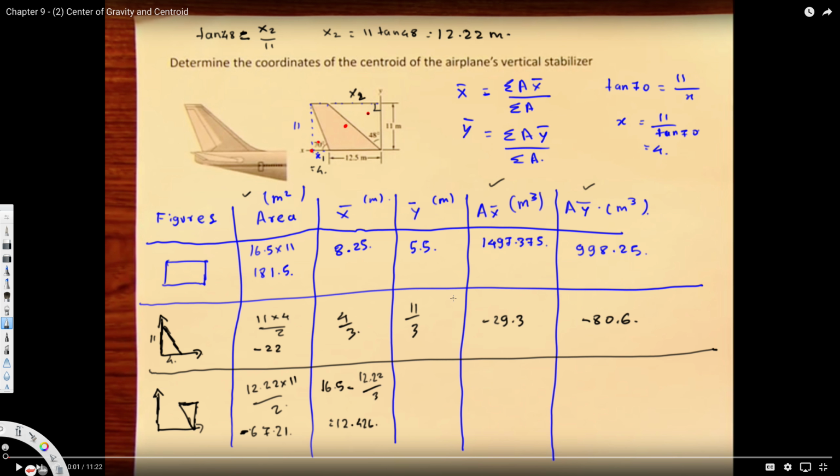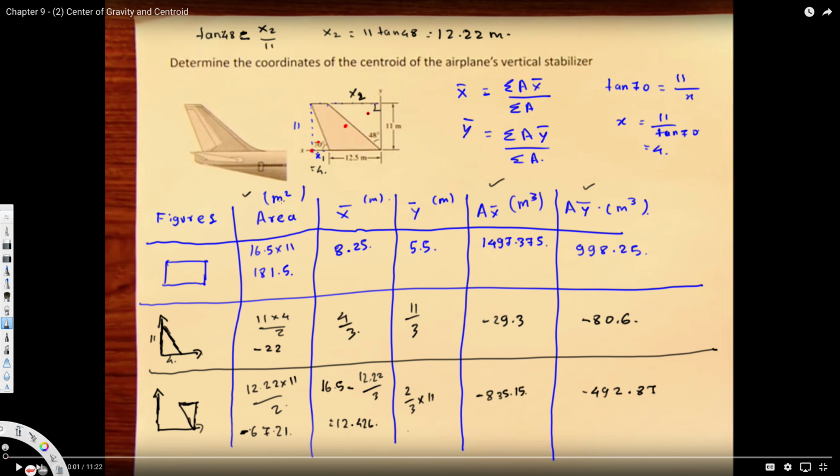Then for y bar, it's exactly the same thing. Total distance is 11. So we have to subtract 11 minus 11 by 3. So also you can say this is 11, and if it's 1 by 3 here, the bottom part is 2 by 3. Also you can say 2 by 3 multiplied by 11, same thing. So that way you can calculate this value. And if you multiply this area with this x bar, you will get the value of minus 835.15. And if you multiply this y bar times this area, you will get the value of minus 492.87.